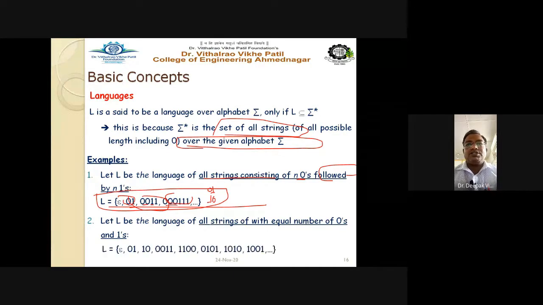Another language is all the strings with an equal number of zeros and an equal number of ones. But here position is not fixed, meaning you can have either 1 0 or 0 1, but the number of zeros and 1s are equal. So for 2 0s and 2 1s, this combination will work, or this combination will also work. Getting this point, because their position is not mentioned. So all the strings having an equal number of zeros and 1s belong to the language defined like this: let L be the language of all strings with equal number of zeros and 1s, right? So remember this point, language.